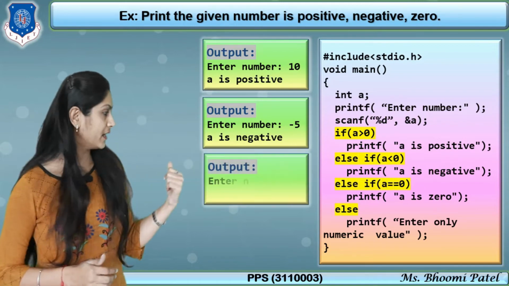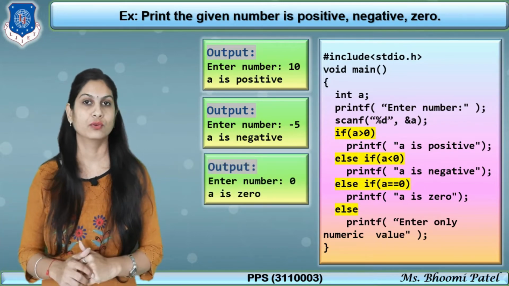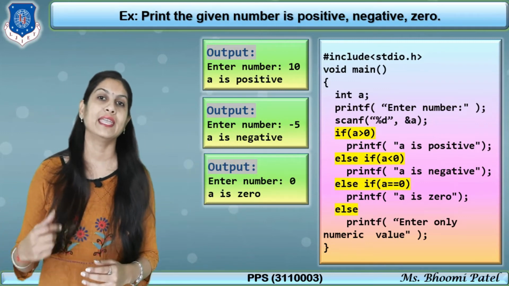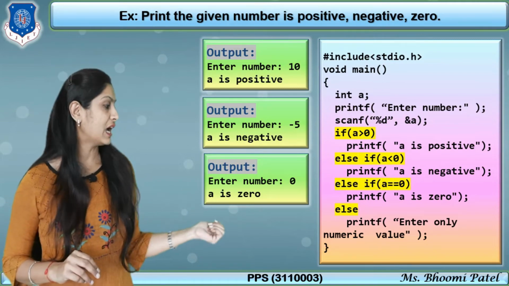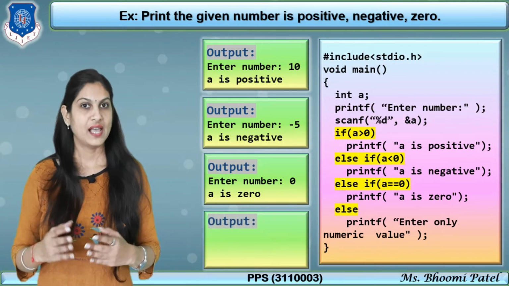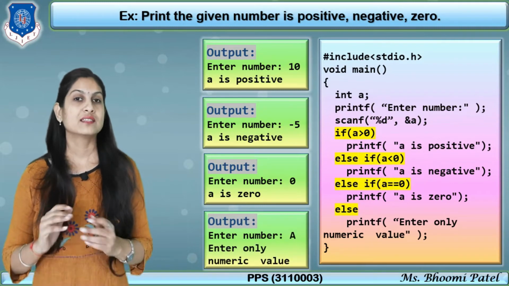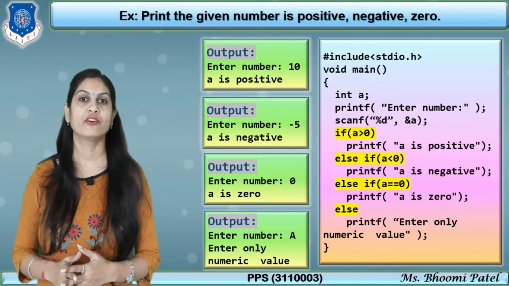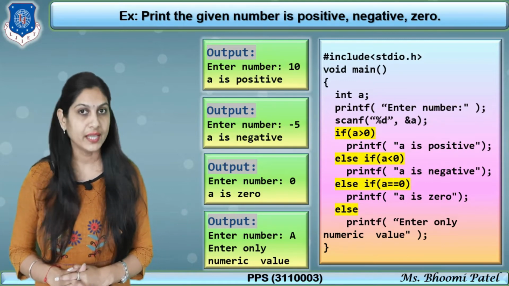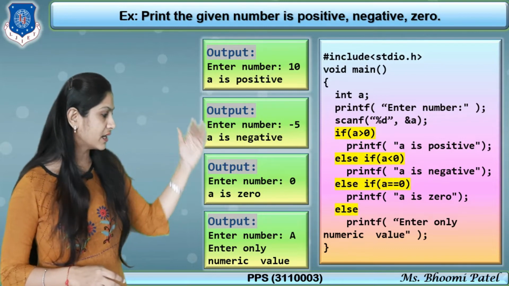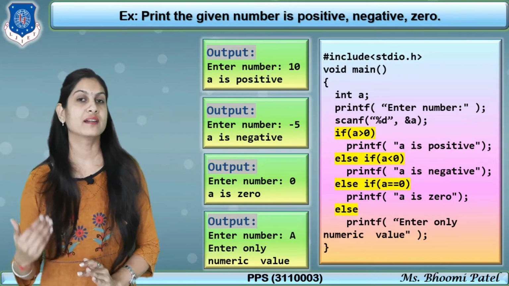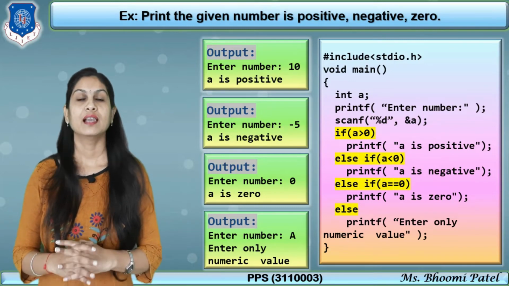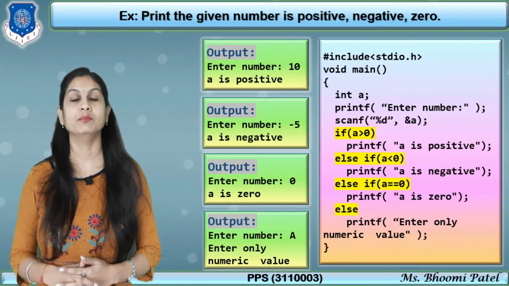Suppose for the third output I enter the number 0. In this case the first becomes false, the second is also false, and the third condition a == 0 will be matched. So the output is "a is 0". And the last output is what? Suppose by mistake you enter a character. Here I have taken the example of the capital letter A. What happens? All the conditions become false and the last else part will be executed, and the default statement we wrote, "enter only numeric value", will be displayed.